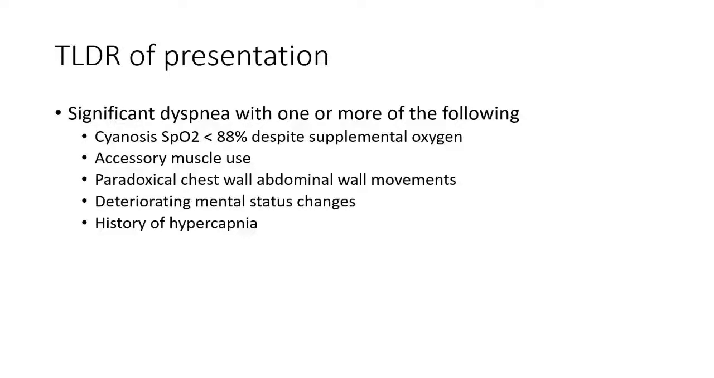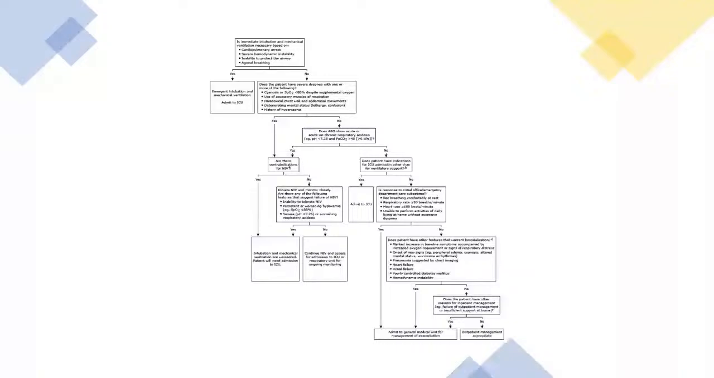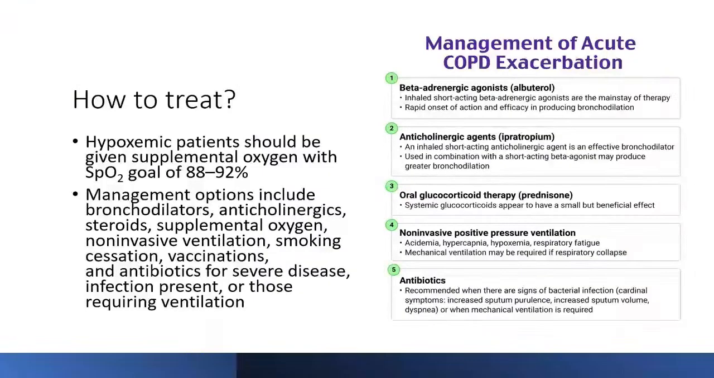Yeah. So the too long didn't read of this: significant dyspnea with one or more of the following: cyanosis or SpO2 less than 88%. Remember, these guys live at 88 to 92, that's okay. They can be in that range. I'm not freaking out if they're at 88% on arrival. Now, if they're on 15 liters, that may be different. But accessory muscle use, paradoxical chest wall movements, deteriorated mental status change, hypercapnia. There's a little equation we use to treat this. You don't have to worry about it. But for you guys, what do we do, right?